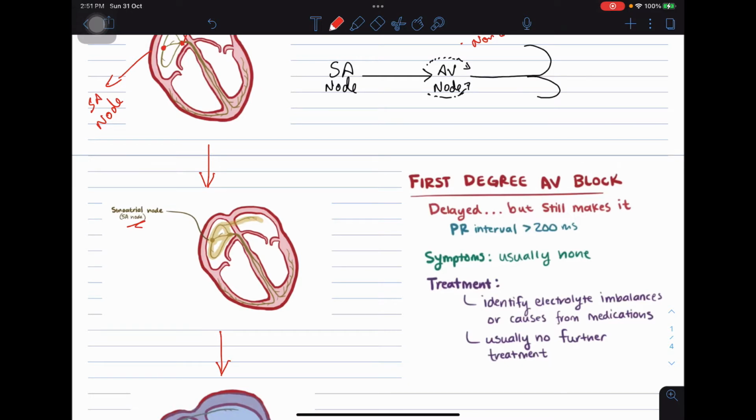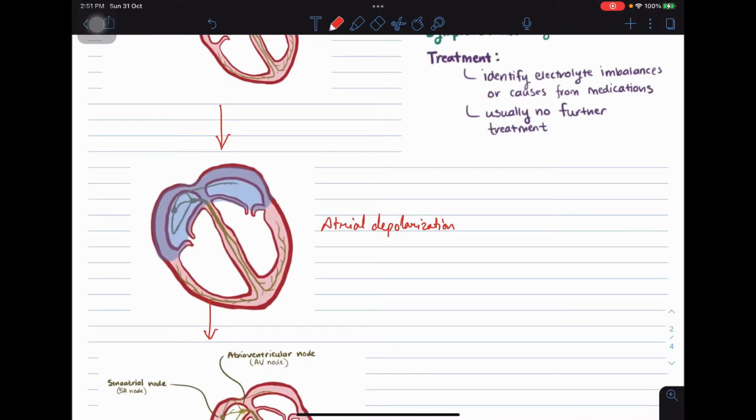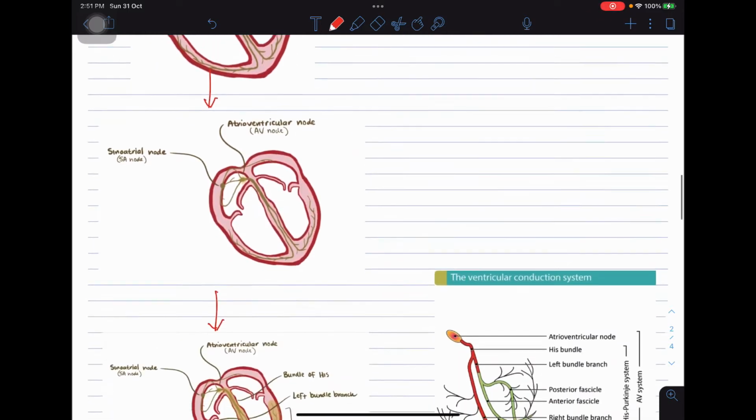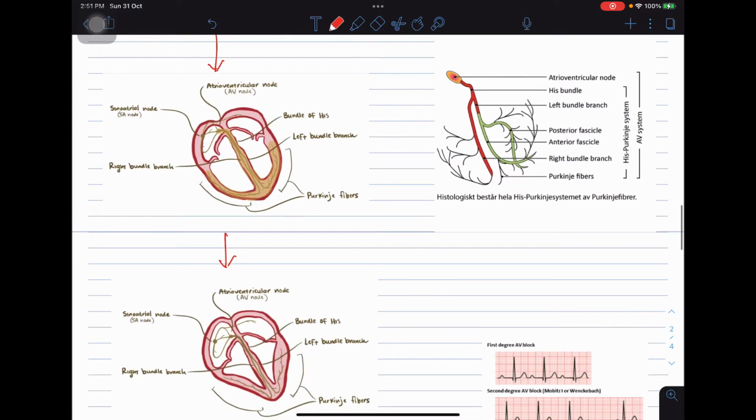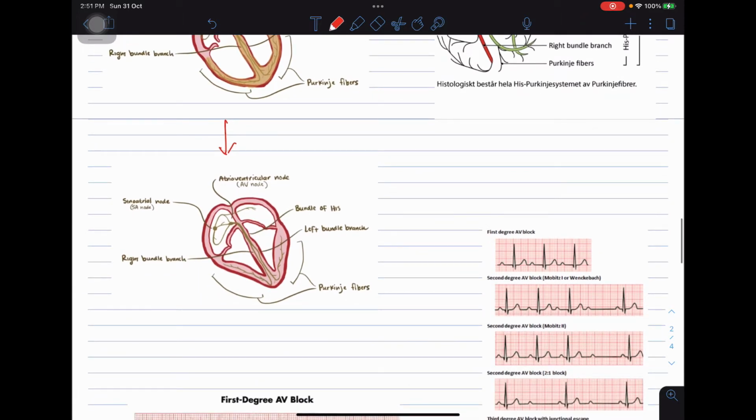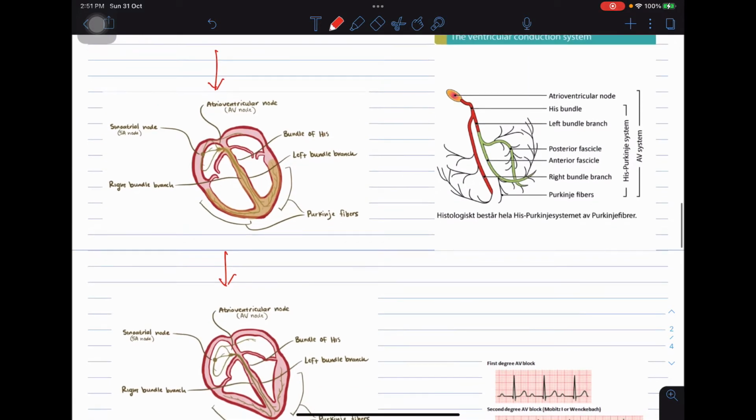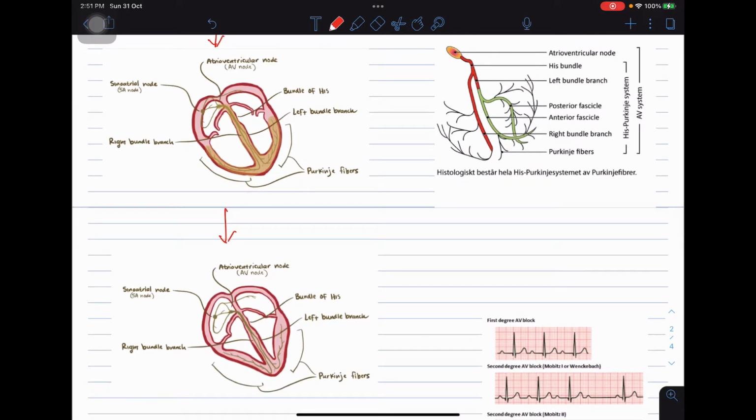This is how the electrical pathway starts from the SA node, and after that it is distributed in the atria. Due to the depolarization, the contraction of the atria occurs, and after that there is an AV nodal delay in the AV node. After that the impulse is transferred from the AV node to the bundle of His, then to the left and right bundle branches, and then to the Purkinje fibers. After this the ventricle contracts.